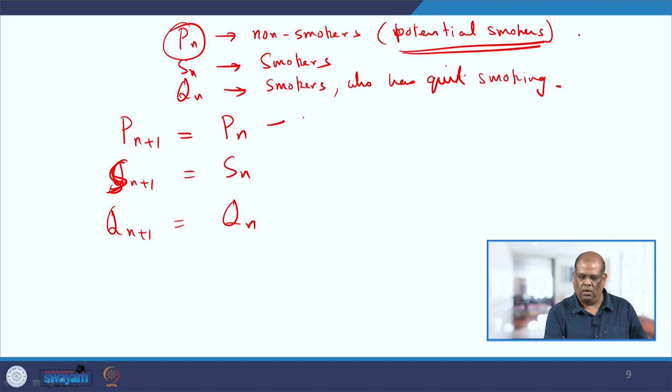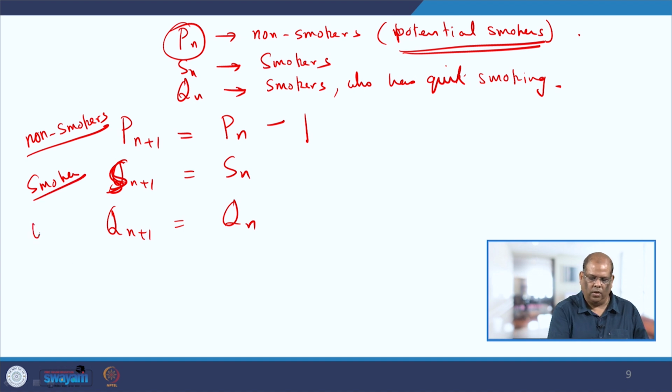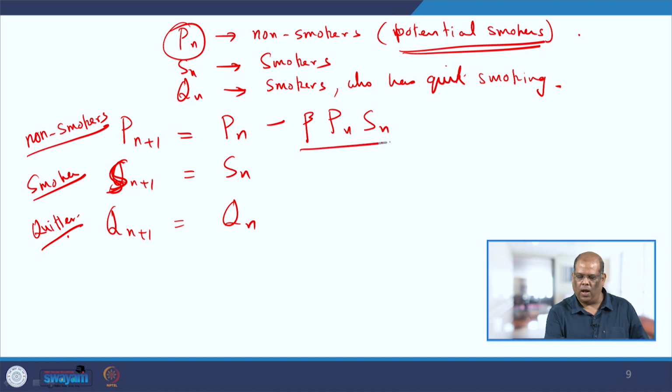So from this non-smoker group, they will move to the smoker group, at a rate beta. So this is beta times Pn into Sn. Now this is the one who come across with the smokers, the non-smokers get addicted or get interested or attracted to the smoking and move to the smoker group.